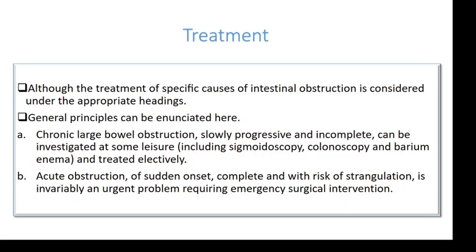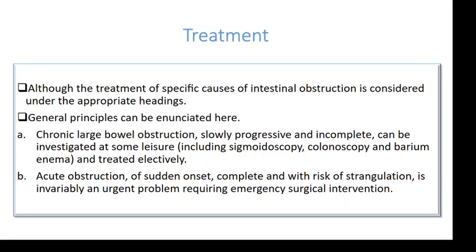Although the treatment of a specific cause of intestinal obstruction is considered under different headings, as we will see in the next lecture, the general principles can be applied. In a chronic large bowel obstruction, because of the slow progression or incomplete obstruction, the patient can be investigated at some leisure. We have time to do sigmoidoscopy, colonoscopy and barium enema, and it might be treated electively.